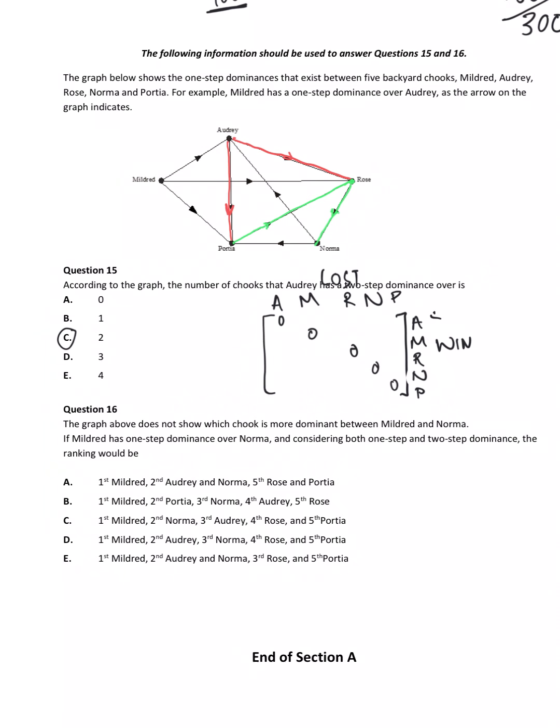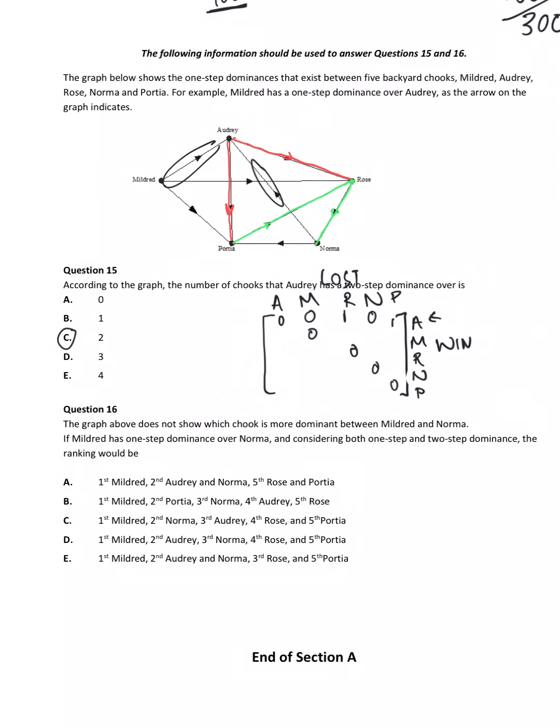So I'm not going to do all of them, but if I look at Audrey, Audrey will lose to Mildred. Okay, that's this line here. Okay, Audrey to Rose, that's that red line we've already done, is a win. Okay, Audrey to Norma. Okay, that's this line. Okay, Audrey loses to Norma. Okay, and Audrey to Portia is a win.